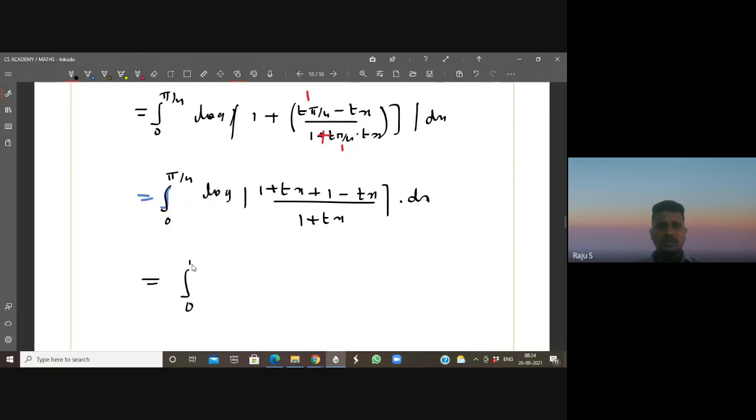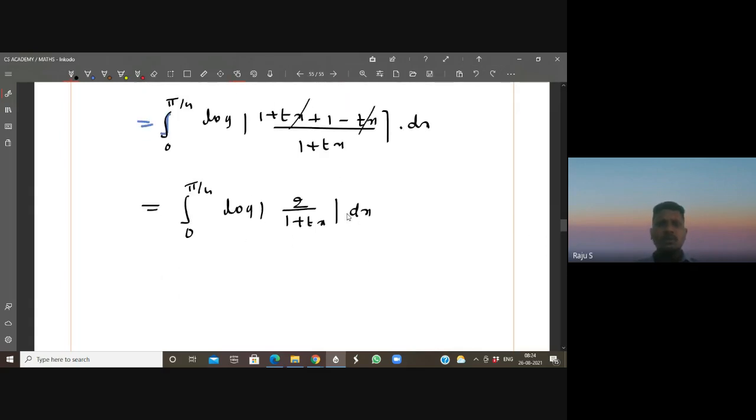This is equal to the integral 0 to pi by 4 of log mod, yes, tan x gets cancelled, 2 by 1 plus tan x dx. No need to write plus because this is a definite integration. This is in the form of log a by b. Again apply the formula for log a by b. So pi by 2 log 2, what is the formula? Log a minus log b, log of 1 plus tan x. So the left side is clearly I, into dx.